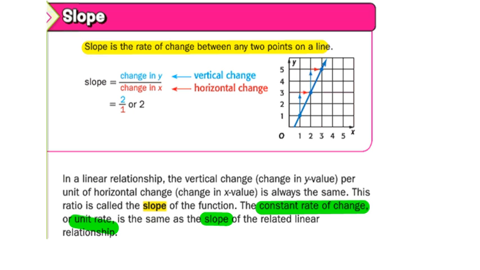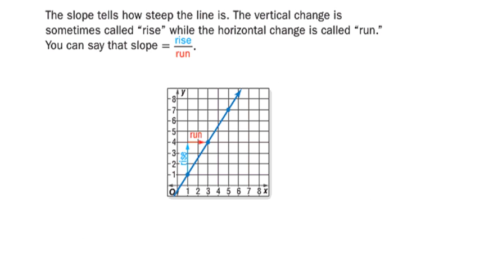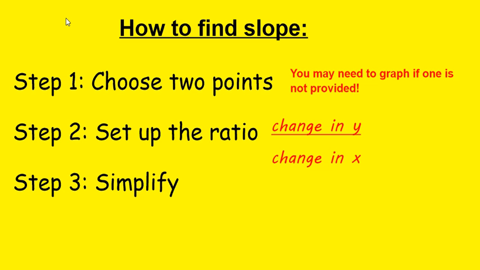It's basically, how is this line changing? The slope tells how steep the line is. The vertical change is sometimes called the rise, while the horizontal change is called the run. You can say that the slope is rise over run. I prefer to say change in y over change in x, but they use these words to just kind of simplify it down.